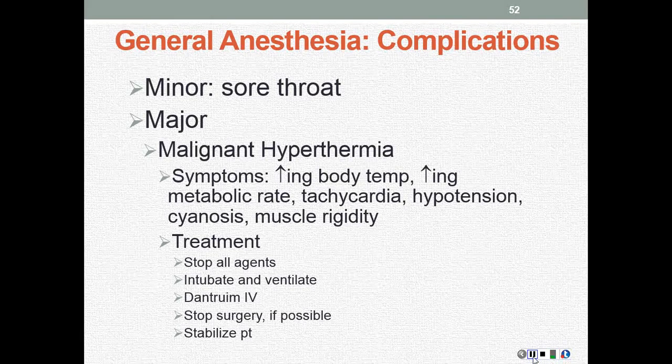They get tachycardic. They have hypotension, the blood pressure drops. They become cyanotic. And they get muscle rigidity, especially in the upper chest and the jaw. It has to do with those electrolytes, calcium, potassium, and the ways those things are affected.